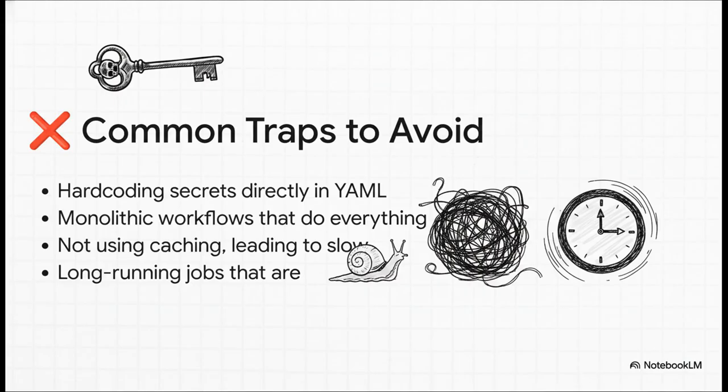Number 1, and please, never do this: hard-coding secrets like passwords or API keys right in your workflow file. Big no-no. Also, try to avoid building these giant single-file workflows that do a million things. They're a nightmare to debug. And a huge one is forgetting to use caching. It'll make your build so much faster.